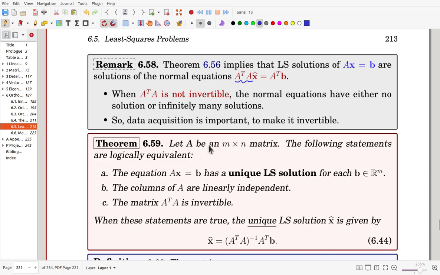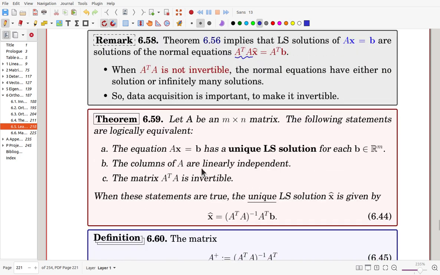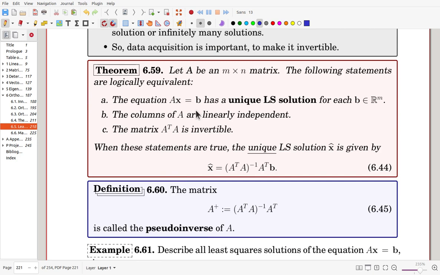Here we have another theorem stating the conditions for invertibility of the matrix A transpose A. A is an m by n matrix. The following statements are logically equivalent. The equation Ax = b has a unique least squares solution for every choice of b. The columns of A are linearly independent, and the matrix A transpose A is invertible. So once the columns of A are linearly independent, the normal matrix must be invertible and the least squares solution must be unique.